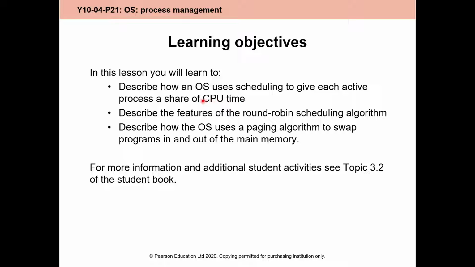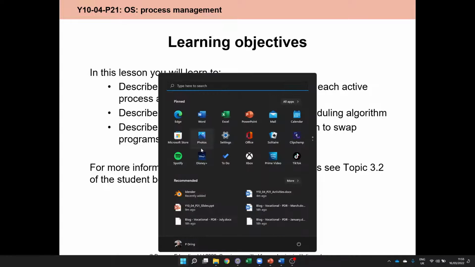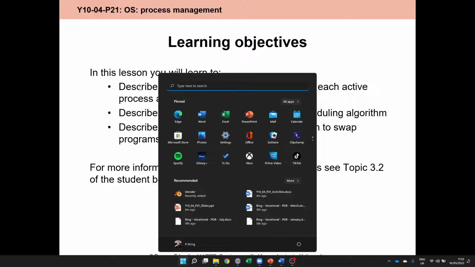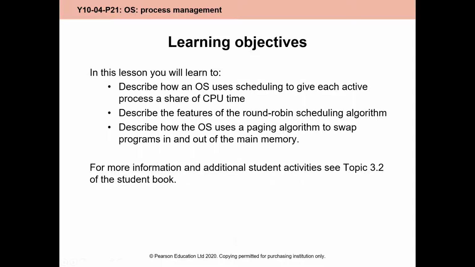CPU time just means the processor can only do one thing at once. Well, that's not quite true. An individual core of a processor can only do one thing at a time. If you're running lots and lots of apps on your taskbar, then the user needs to think that lots of things are happening at the same time. So we need to pretend that you're doing multiple things at the same time. How do you do that?